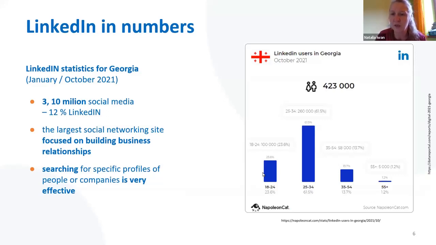So as you can see, 61% of people on LinkedIn are between the ages of 25 and 34, and probably this is your group. So you can find people over there just like you, searching for a job, searching for opportunities, searching for clients. That's why LinkedIn is so important to start a business relationship.